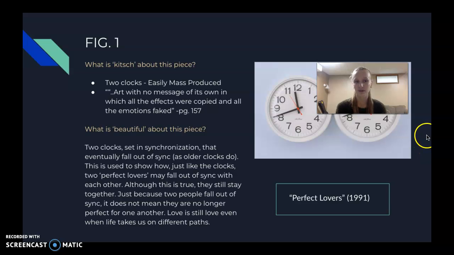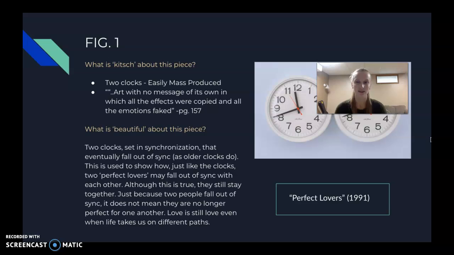I think I would agree with you there, and I think Scruton would make the same claim in his work, because he does talk in the book, on page 157, about art with no message of its own, in which all the effects are copied and all the emotions are faked, as the way he would describe kitsch art. And I think that's something that is very reflected in this art.